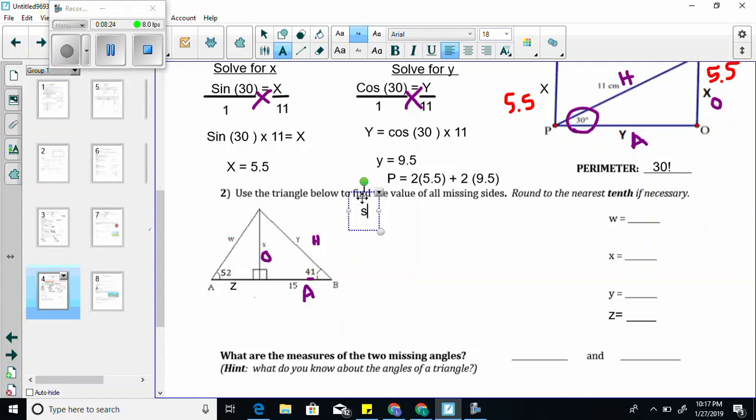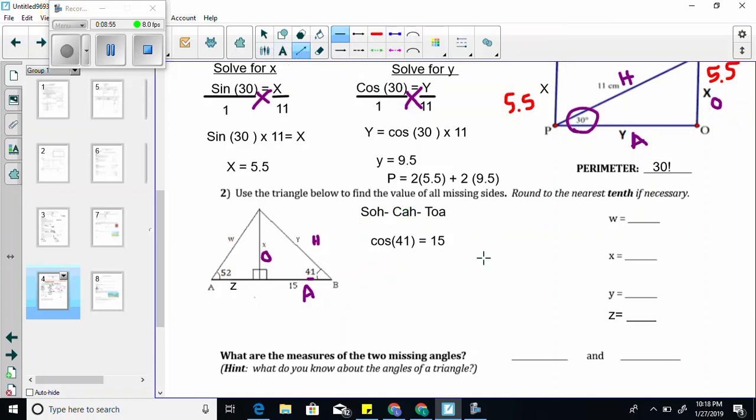I'm going to take this, I'm given my adjacent and my hypotenuse is what I'm looking for. So, CAH, TOA. Well, I'm given my adjacent, I'm looking for my hypotenuse, I'm working with CAH here. So I'm going to take cosine of 41 equals my adjacent over my hypotenuse, which is what I'm looking for, over y.